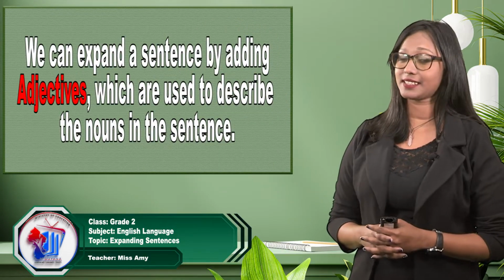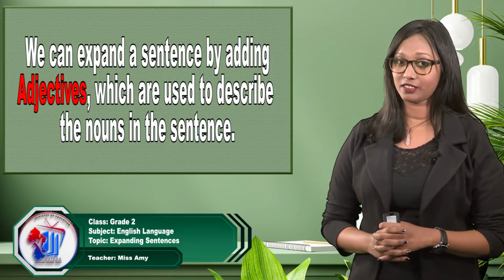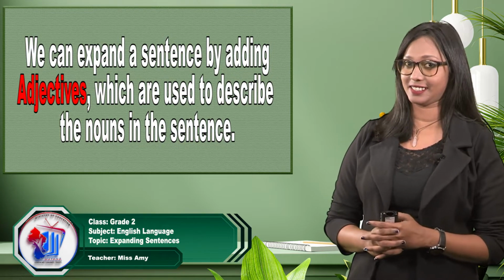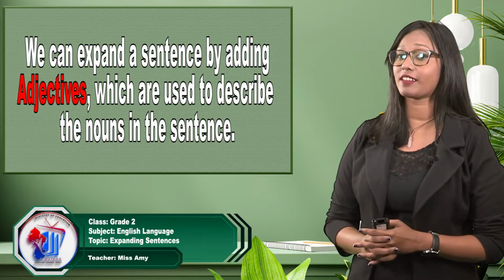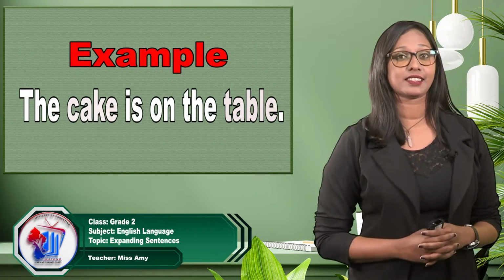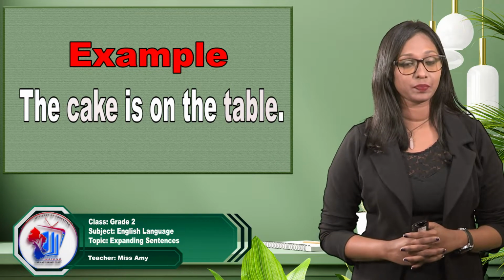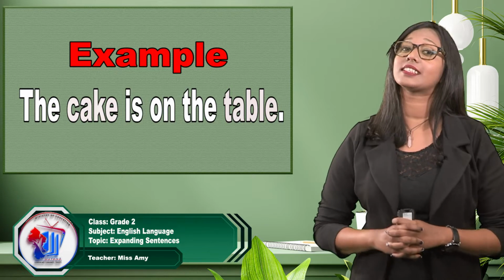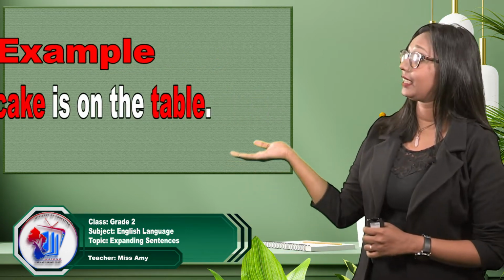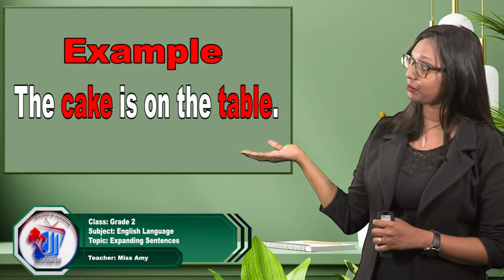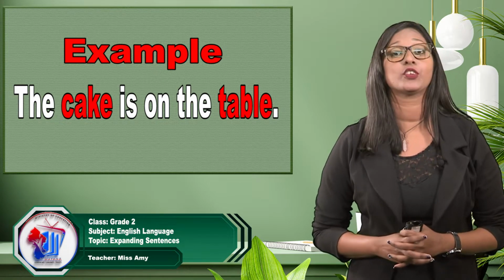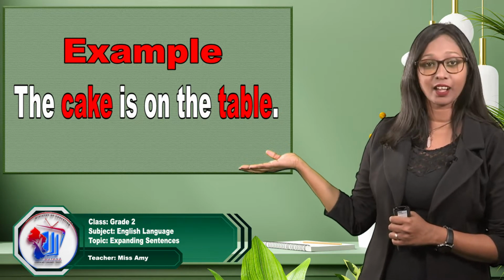We can expand the sentence by adding adjectives, which are used to describe the nouns in the sentence. Adjectives are used to describe nouns. So let's take a look at this sentence. It says the cake is on the table. The nouns in that sentence are cake and table. So we can use an adjective to describe these nouns.